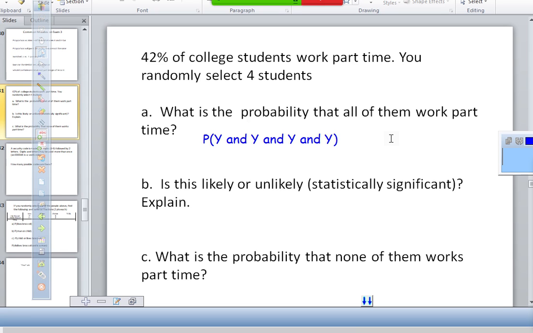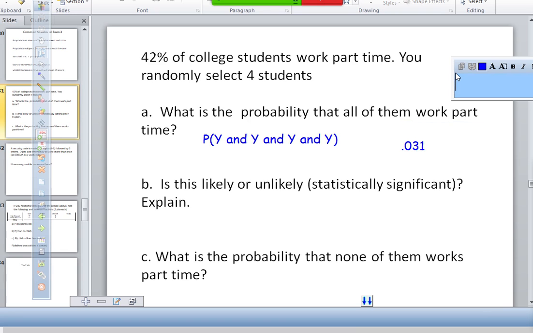Ands, we do what, guys? Ands, we, help me out, someone. Yep, multiply. Ands, we multiply. Right, so this is going to be 0.42 times 0.42 times 0.42 times 0.42. And if you do that, you will get 0.031.